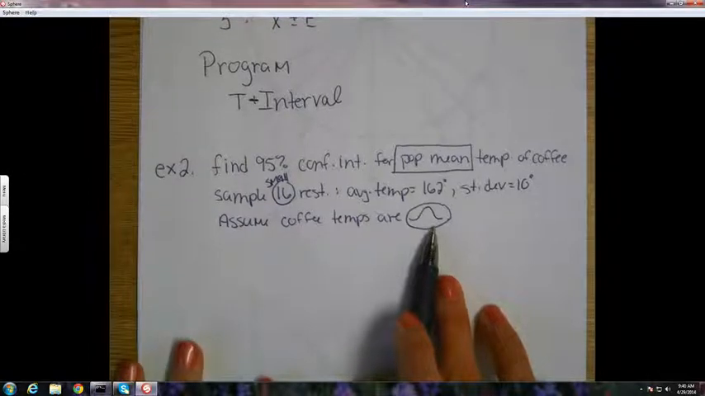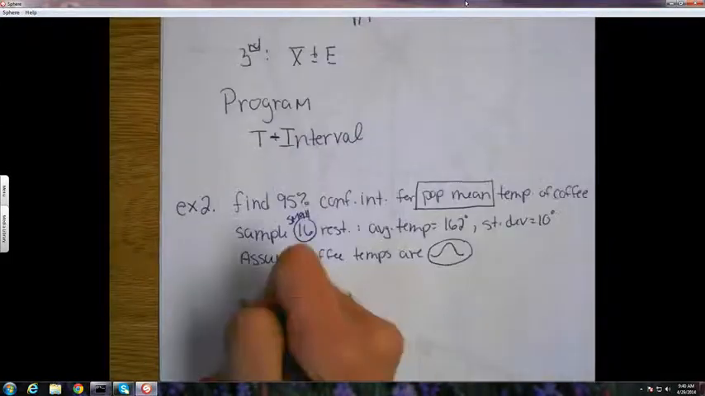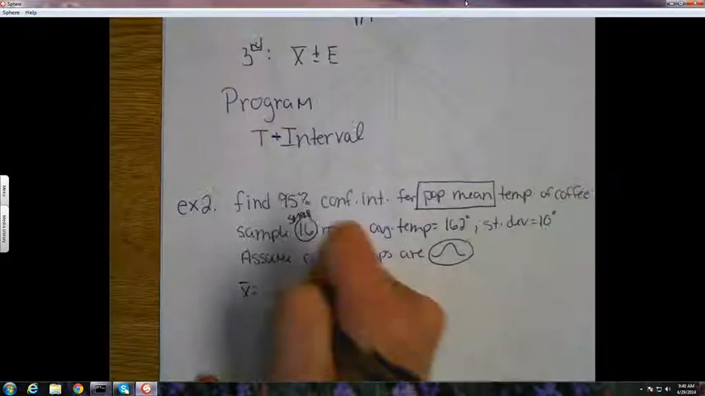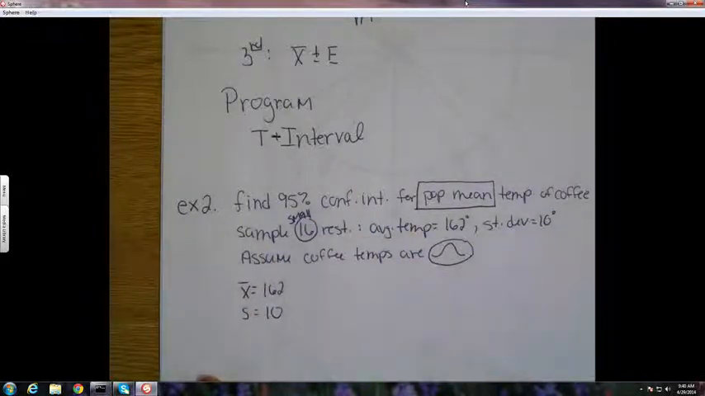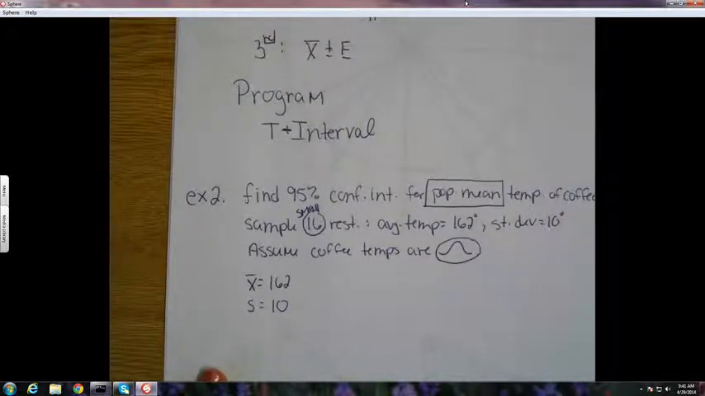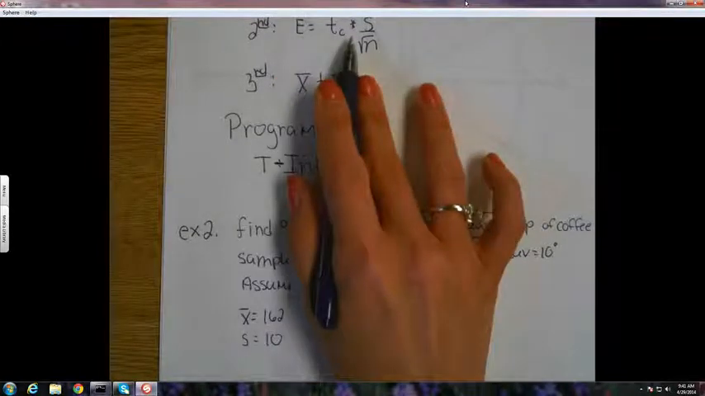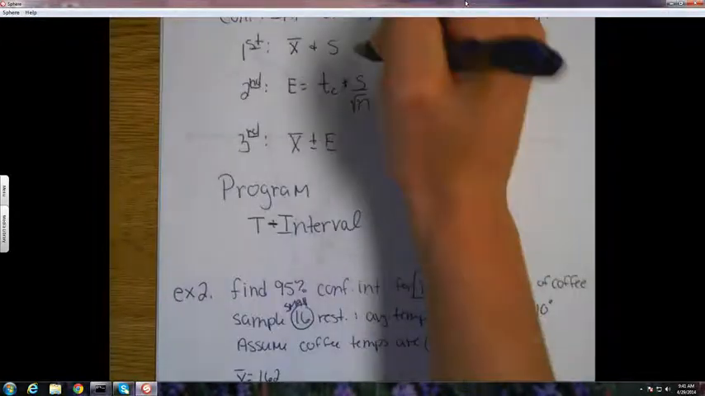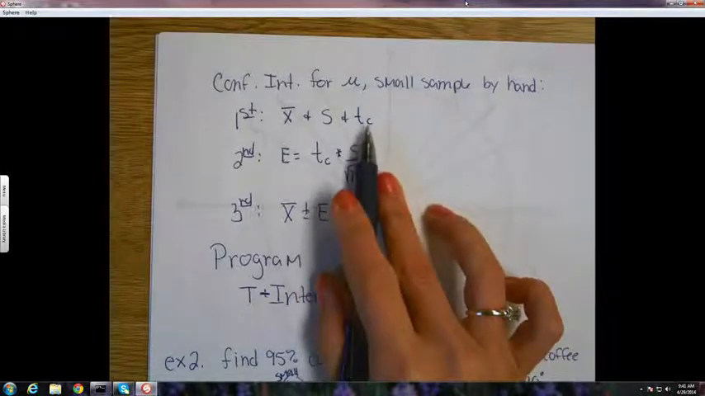So by hand. First step, identify mean and standard deviation. Do I have those? Mean is 162. Standard deviation is 10. Okay? Before I can find big E, we've got to find the critical T-score. Let's find it right in step 1 also, so that when we get to step 2 we're ready. So go back and change this. Find your critical T-score.